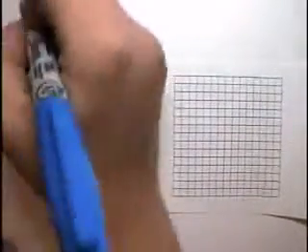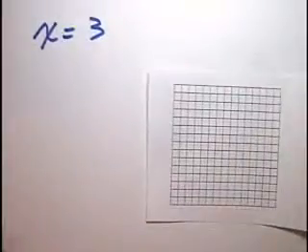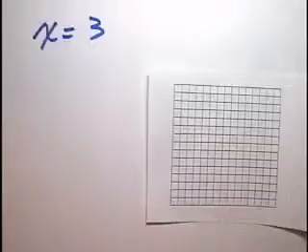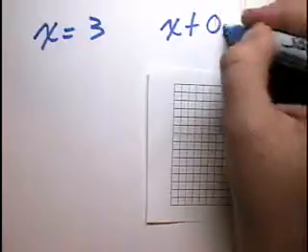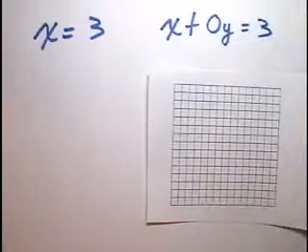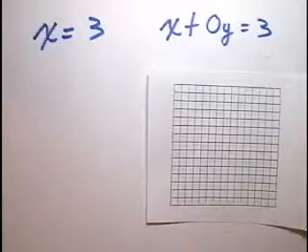Let's take a look at the equation x equals 3. This equation is going to be graphed in a linear coordinate system, but you notice it looks different because it does not have a y value. This is actually the same equation as saying x plus 0y equals 3. However, we don't usually write it that way because saying 0y doesn't really have any value.